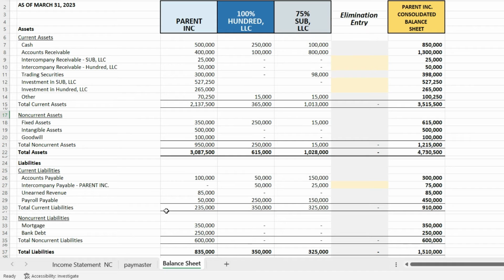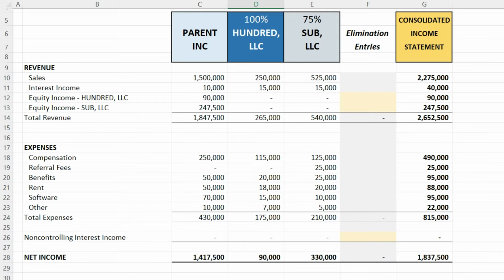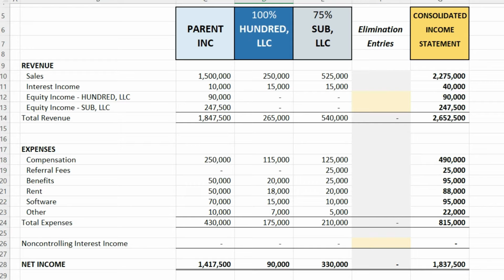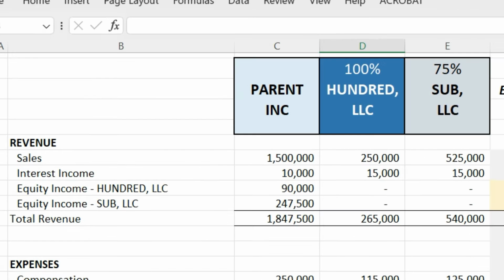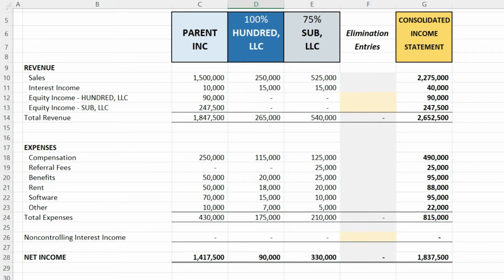So if we look at the balance sheet here, you'll see there is an investment in Sub LLC and there's an investment in 100 LLC. This is equity method accounting. So in Parent Incorporated's books, they are rolling up the earnings or the net income related to these two subsidiaries. Equity method accounting on the parent side, they are recognizing their pro rata portion of earnings from the investment. So 100 LLC, they're recognizing 100% of the income related to that entity. And Sub LLC, they're recognizing 75% of the income. And you'll see this here on the income statement.